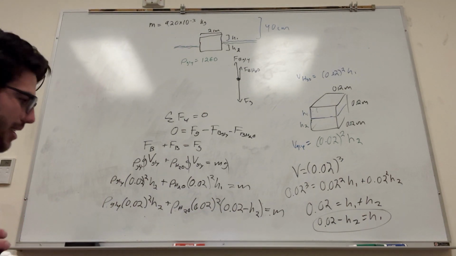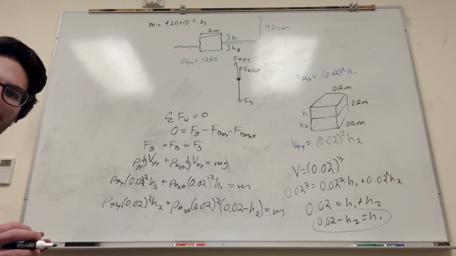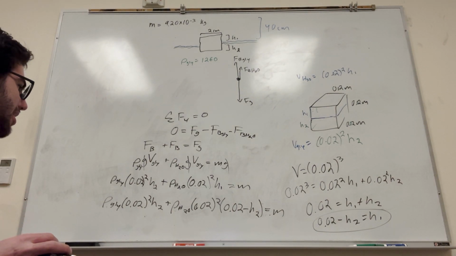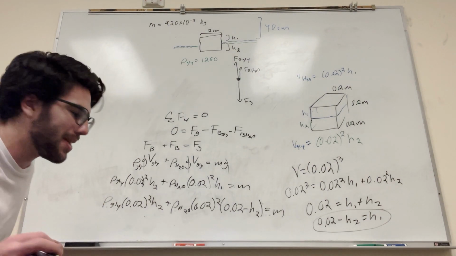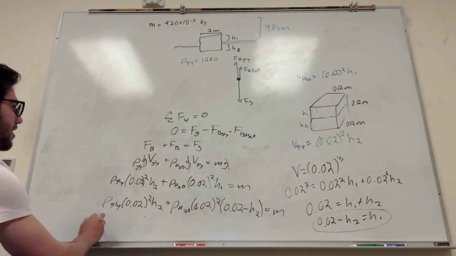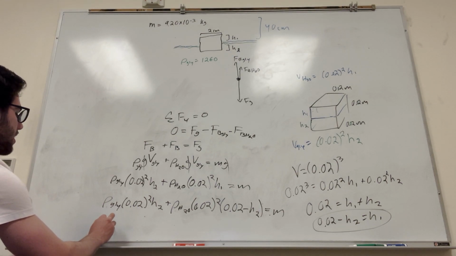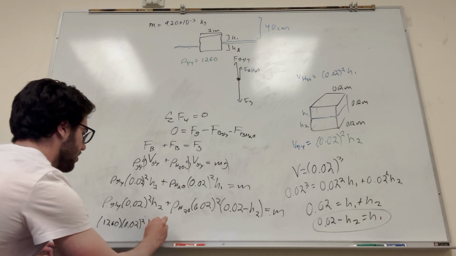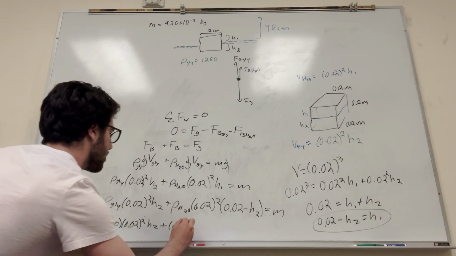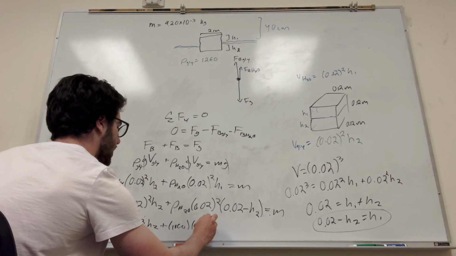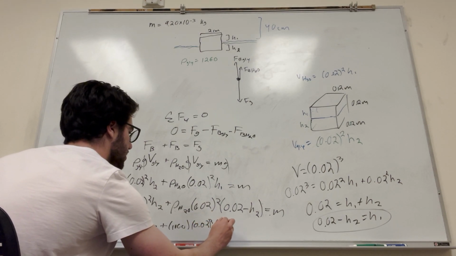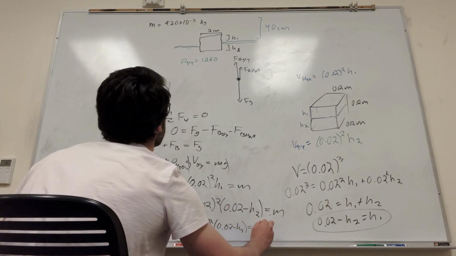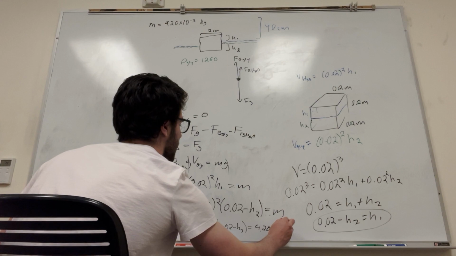So I'm just going to plug in the numbers, and I'm going to assume that you guys can solve it from there, because I'm not really trying to show how to solve this. I'm already 7.5 minutes in, trying to keep it short. So density of glycerin is 1260, times 0.02 squared, height 2, plus 1000, the density of water, times 0.02 squared, times 0.02 minus h2, is equal to the mass, 9.20 times 10 to the negative 3.